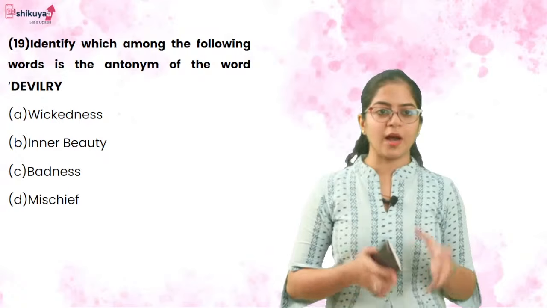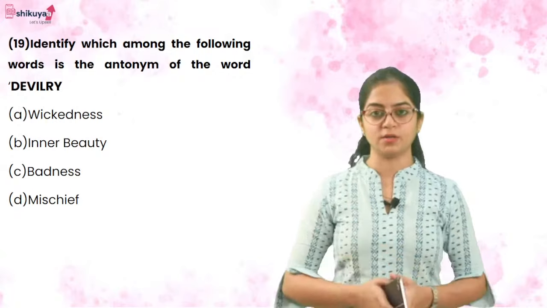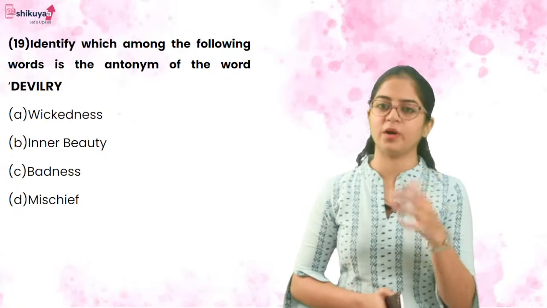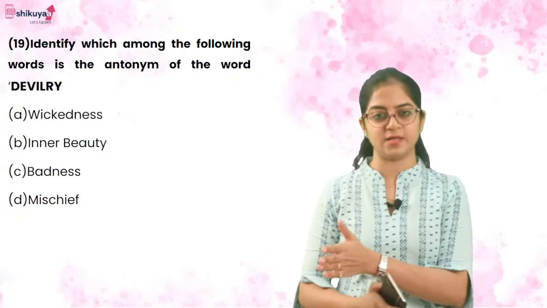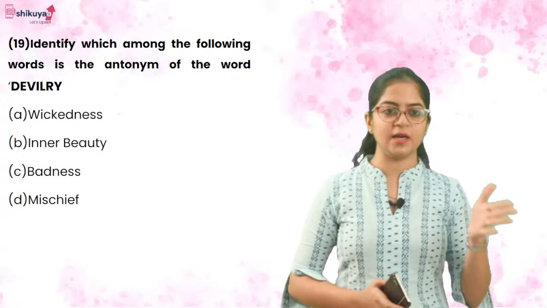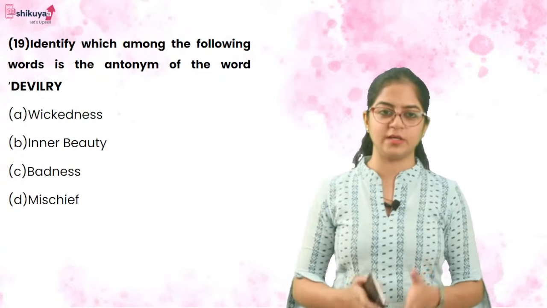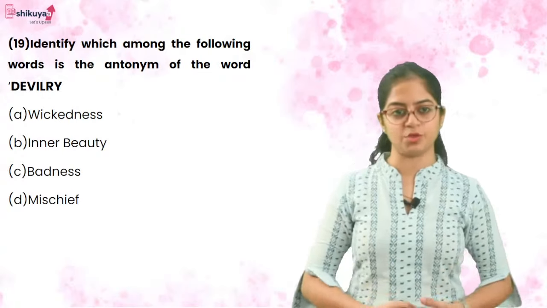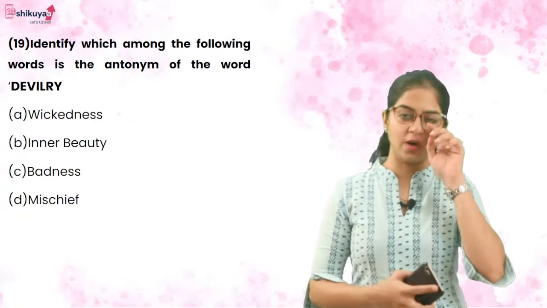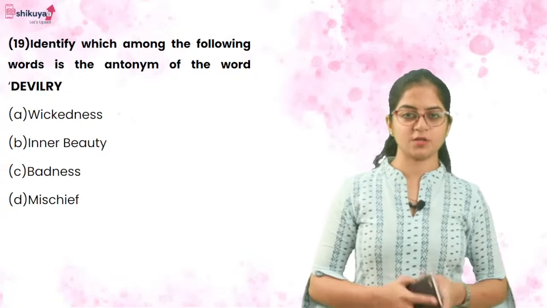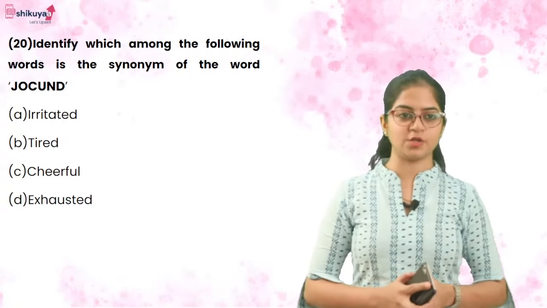Well, identify which among the following words is the antonym of the word devilry. Now devil is the root word, and of course this is negative. You can go with the positive one because we want the antonym. So wickedness, inner beauty, badness, mischief: you will find the only positive word is option B. Wickedness, negative. Badness, negating word. Mischief, negative word. So only inner beauty is the option. B is your answer. Well, let us have the next question.